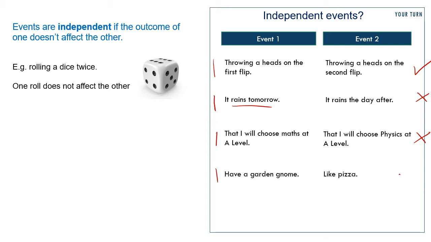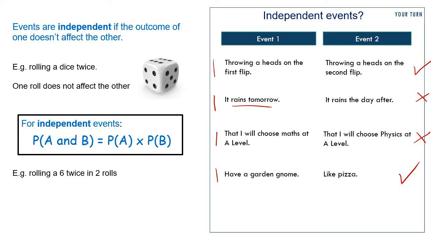Have a garden gnome and liking pizza. As far as I'm aware, they are independent events. Having a garden gnome has no impact whatsoever on whether you like pizza or not. So if we know we've got independent events, we can calculate the probability of them both happening just by multiplying the probability of each individual event.